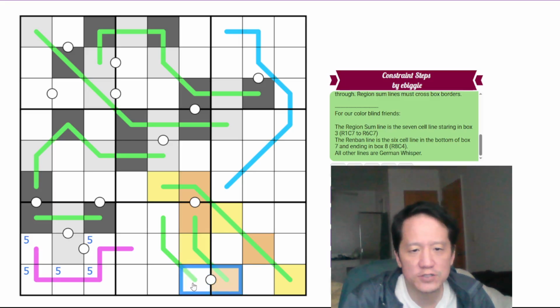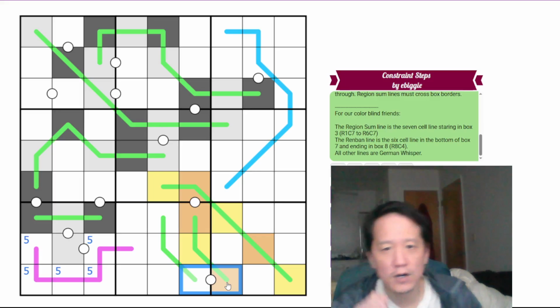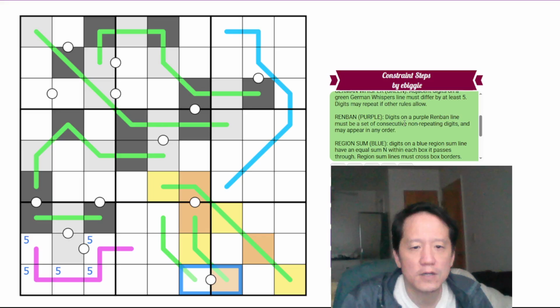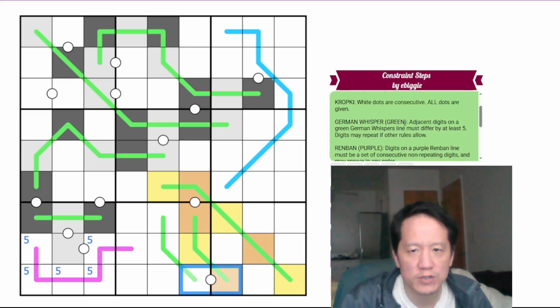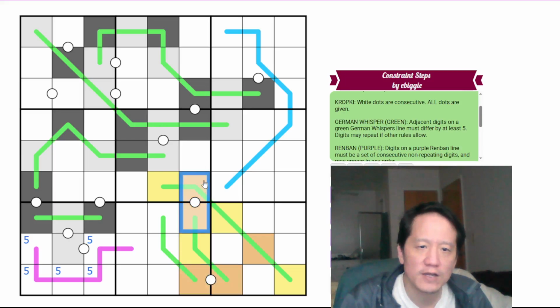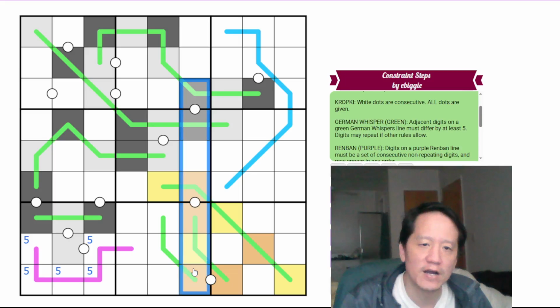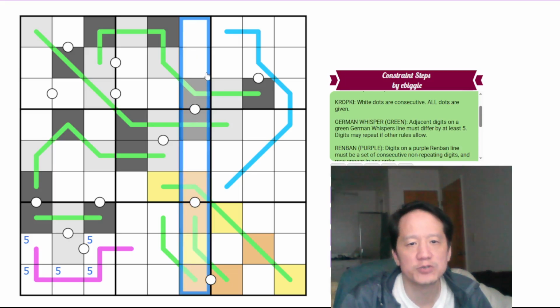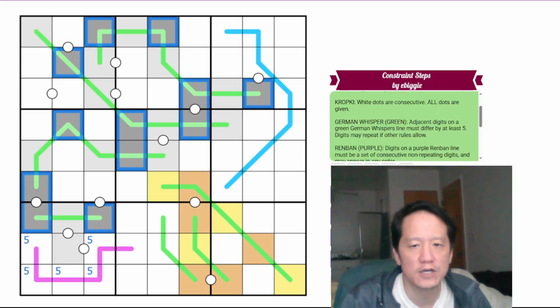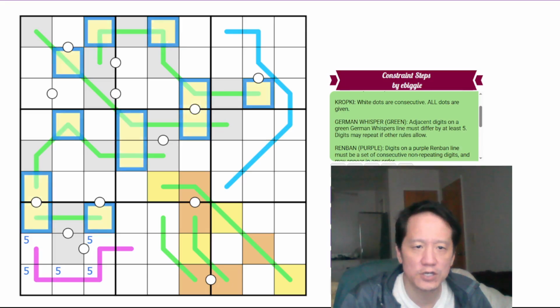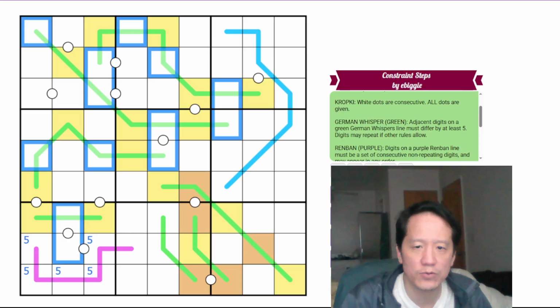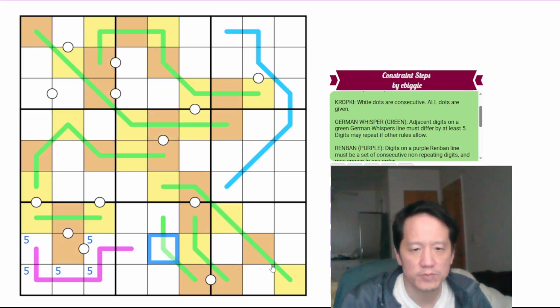Well, again, these two cells are consecutive, and they're both on a German whisper line, so they must be the same set. So this is orange, which means if the orange were the same set as the darks, there would be 5 oranges in column 6, which is not allowed. So we're going to mark the darks now as, not orange, they're yellow. So the darks are yellow, and the lights have to be orange. This must be yellow, which makes this orange.